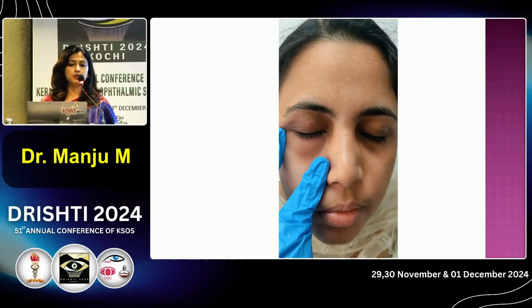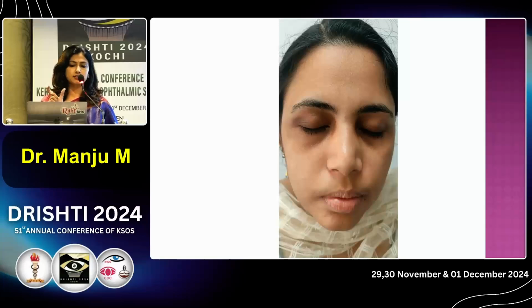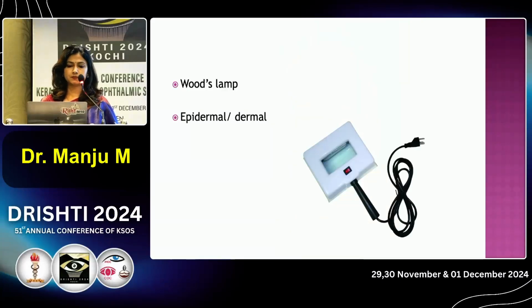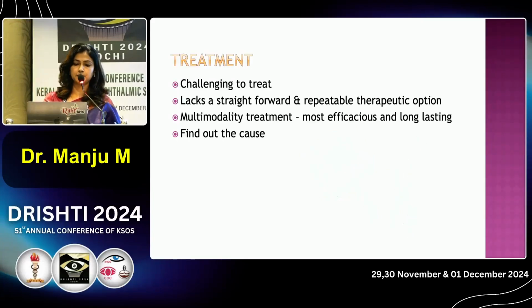In this video, when we stretch the lower eyelid, the pigmentation remains. So it's a type of true pigmentation. And by using Wood's lamp, we can differentiate whether it's an epidermal pigmentation or a dermal pigmentation. In epidermal pigmentation, the pigmentation will be more evident with Wood's lamp, and in dermal pigmentation, the pigmentation will be less evident. Coming to the treatment, the dark circles are a little bit challenging to treat.